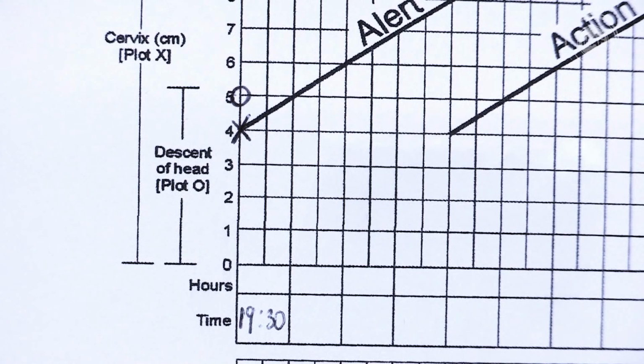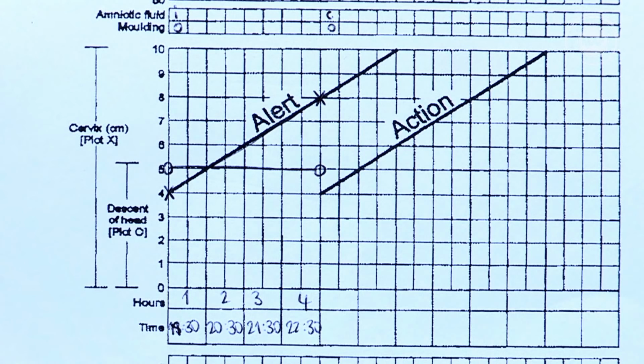On admission at 19:30 and following vaginal examination, Yasmin is found to be 4 centimeters dilated. The fetal head is not engaged and is at 5/5 palpable, above the pelvic brim. The amniotic membranes are still intact. After 4 hours of labour, Yasmin is 8 centimeters dilated and the fetal head is still 5/5 palpable. Both observations cross the alert line. The membranes have ruptured and the fluid is clear.